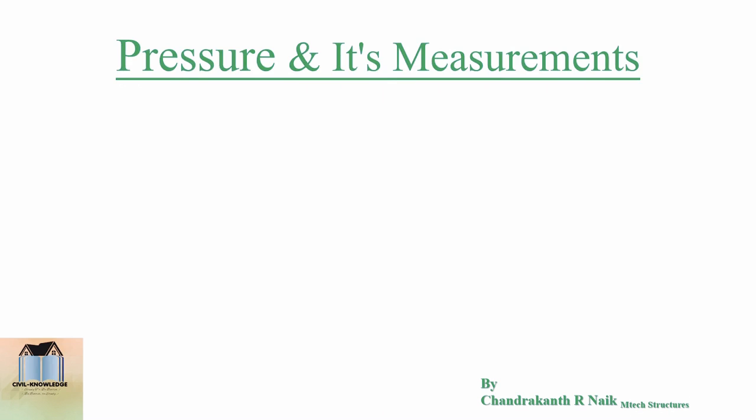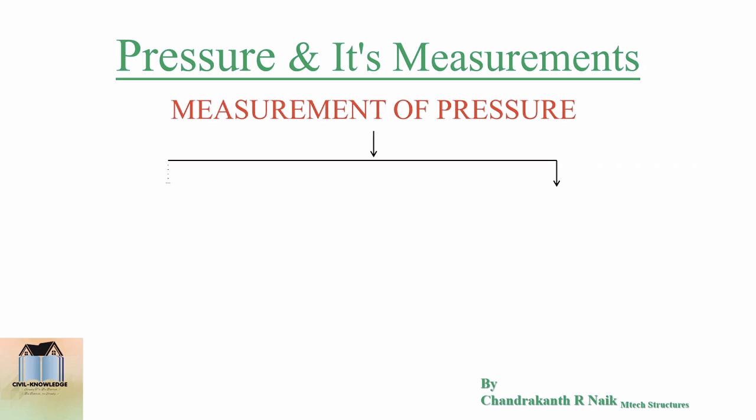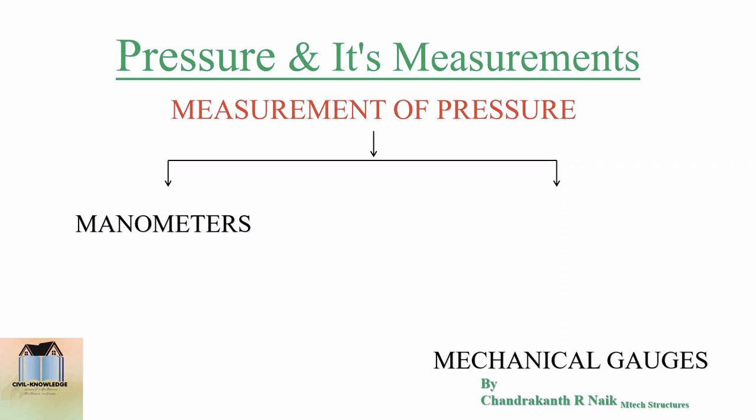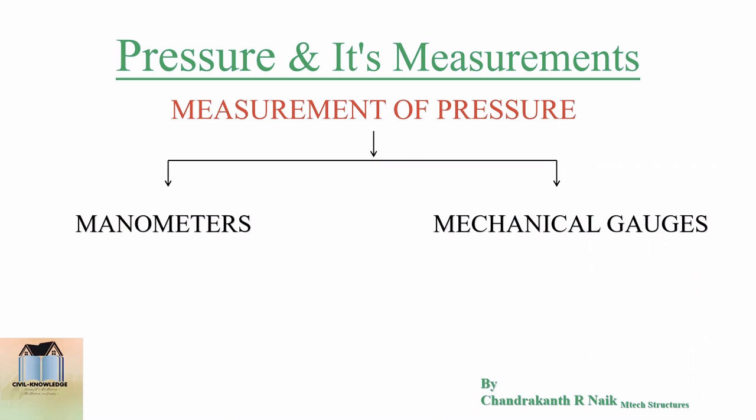So, pressure and its measurement. There are basically two types of gauges. The pressure of a fluid is measured by two types of gauges: manometers and mechanical gauges. These are the basic two types. In the manometers, some different types of devices are there, and in mechanical gauges also some different types of devices are there. So what are manometers and what are mechanical gauges? Gauge means a device used to measure. We will see in the coming slides.